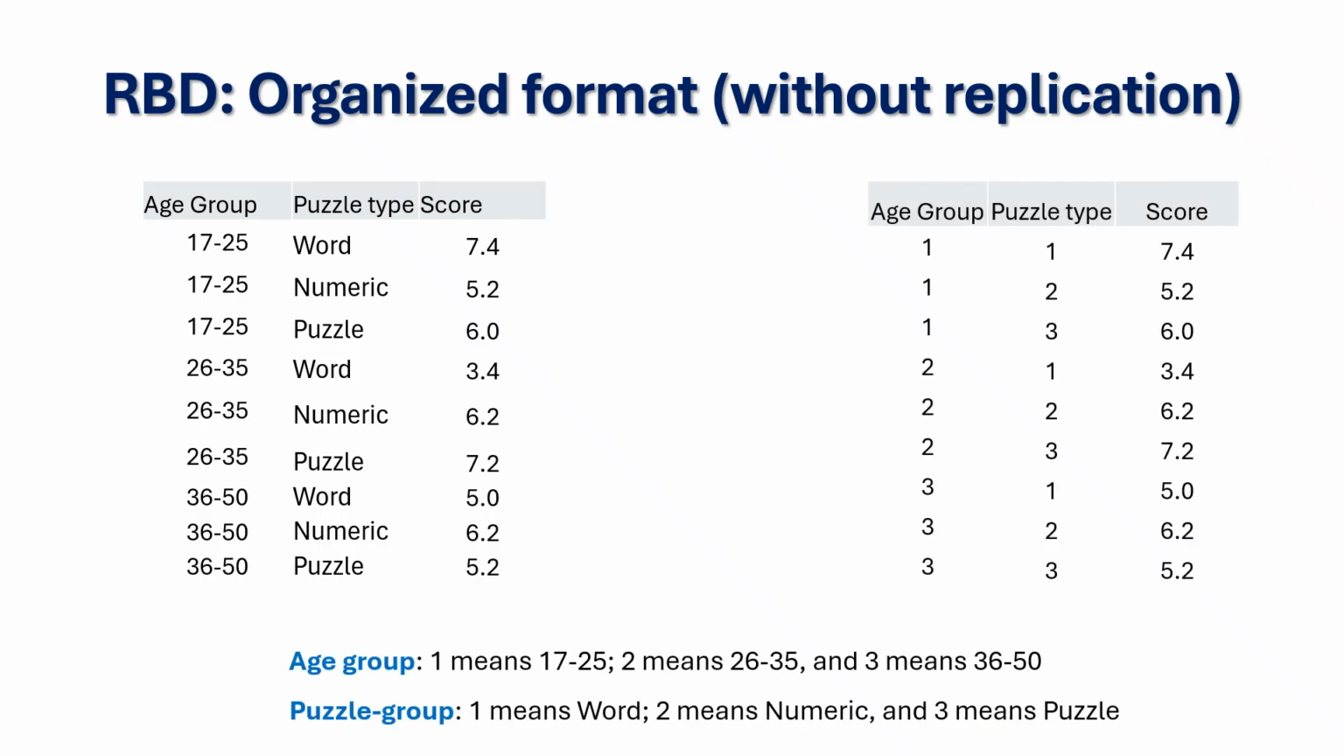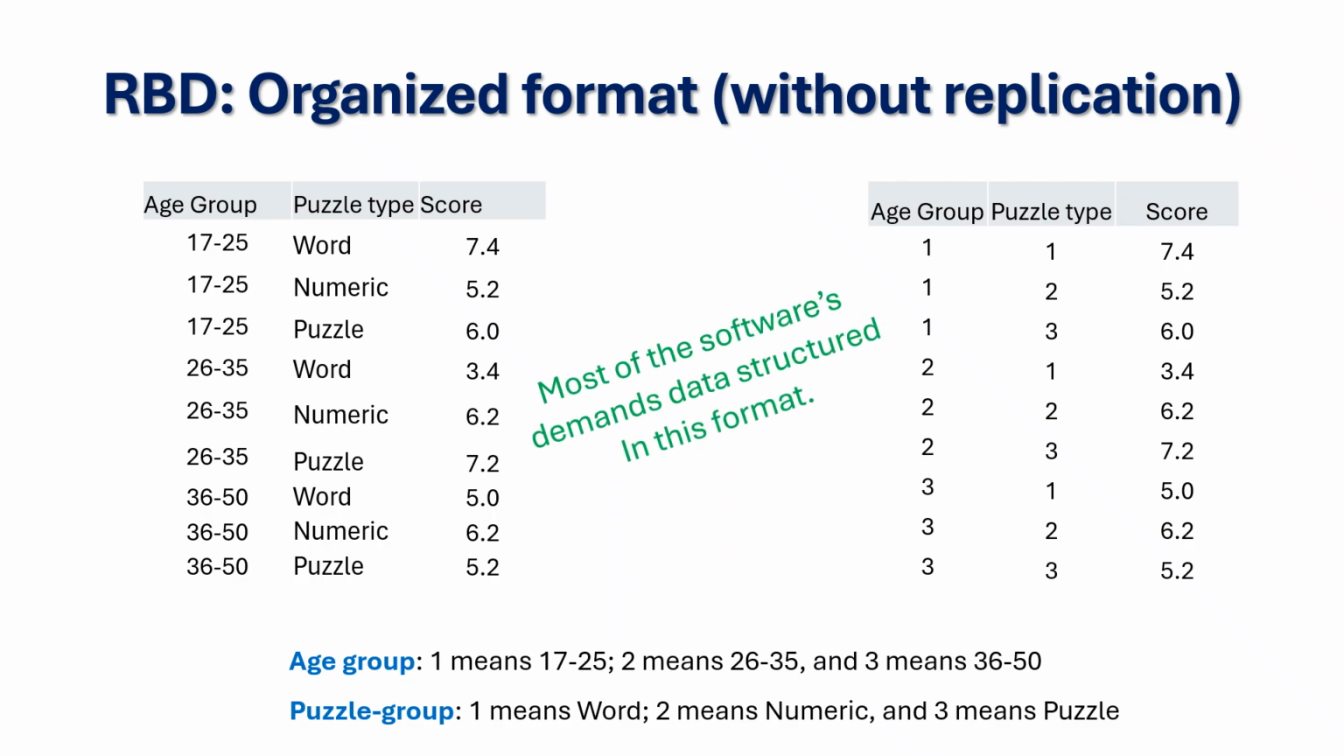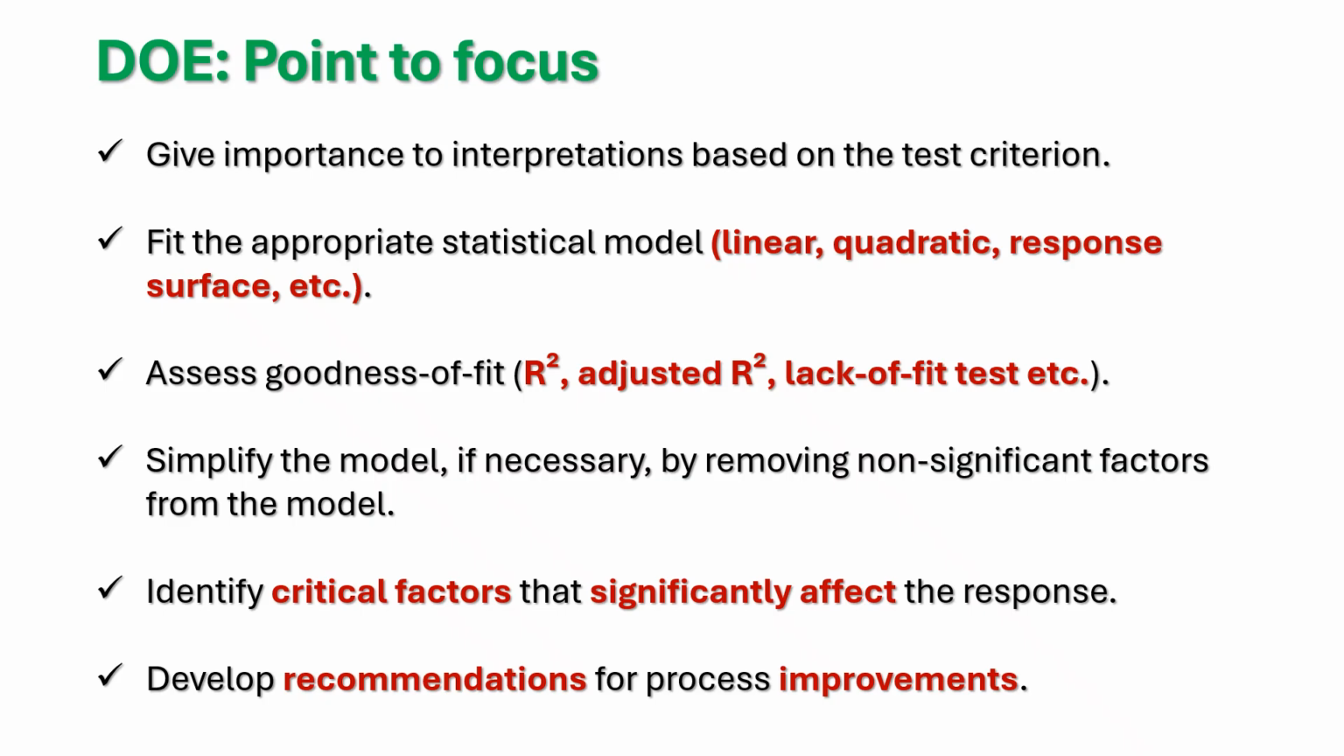Minitab or SPSS software sometimes demand this kind of codification. So age group 1 means 17 to 25, 2 means 26 to 35, 3 means 36 to 50, like that. And puzzle group is again shown as 1, 2, 3. So it's another way. The left side and right side are almost the same. Only the coding is done for more clarity, because most of the time the software demands data structured in this form. It's very simple. In one click, you can get the analysis if you get this particular data into Excel or Minitab or SPSS.